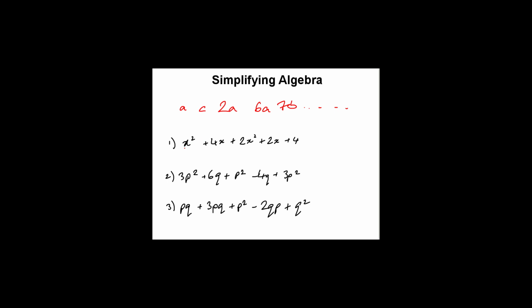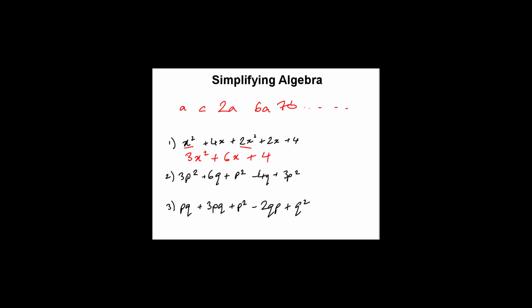So you got 2x squared and x squared here, that's 3x squared. You got the 4x here plus a 2x, 6x, and then 4 by itself here, plus 4. So again, don't be confused by the x squared or the power of cubed, etc. Just put the terms together. Question 2 now.